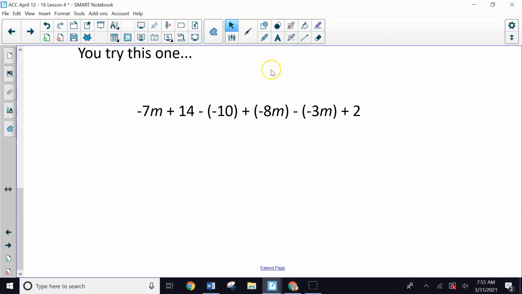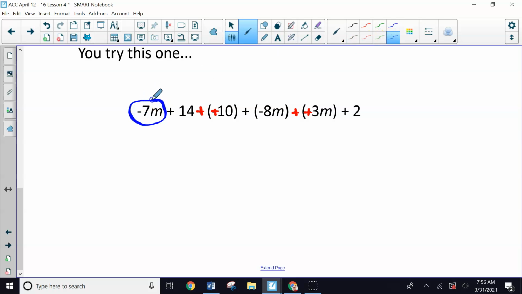All right, so what I'm going to do is change all of our subtraction here to addition problems. And we have some of these double negatives, subtracting a negative 10. I like to just get rid of those right off the bat. All right, now everything is addition, and I'm going to circle our terms. Negative 7m. Where's other m's? Here it is. We're adding negative 8m, and we're adding a positive 3m.